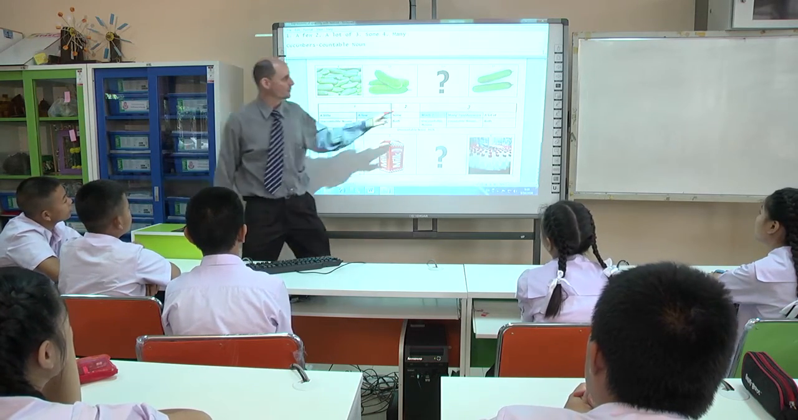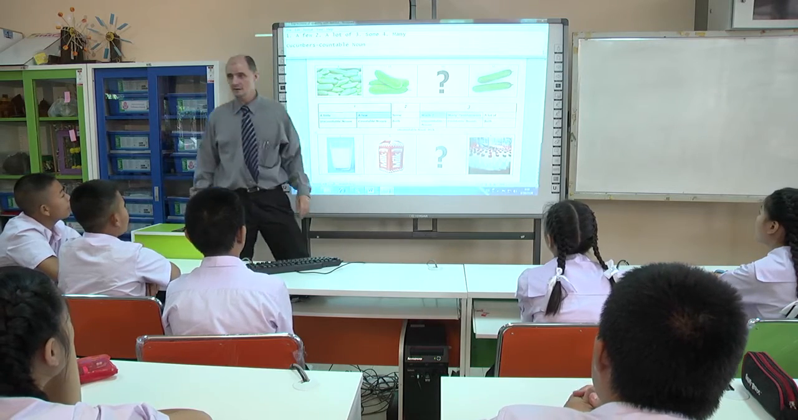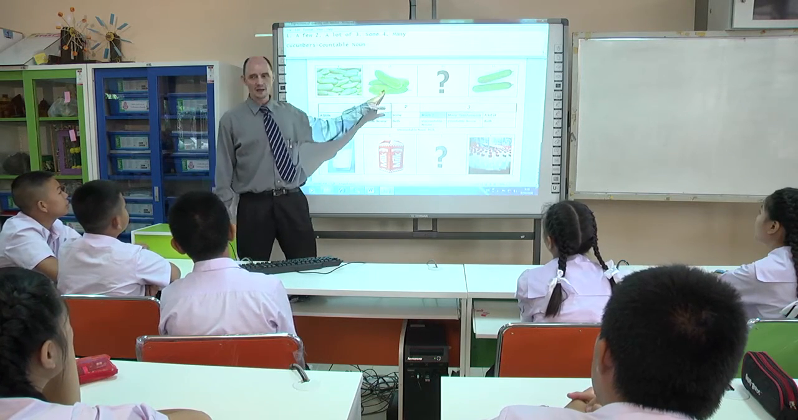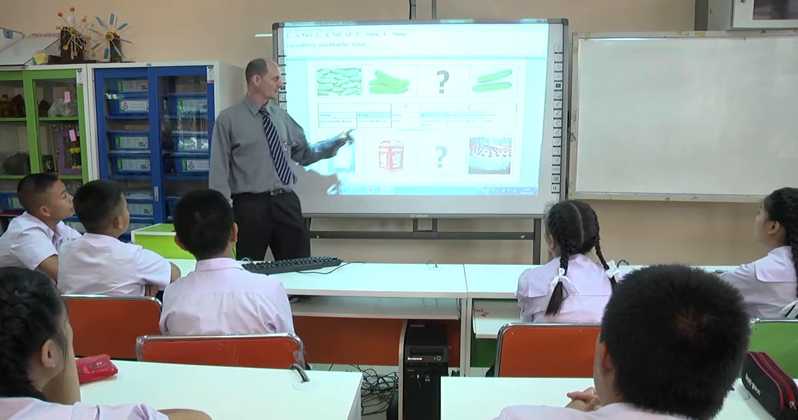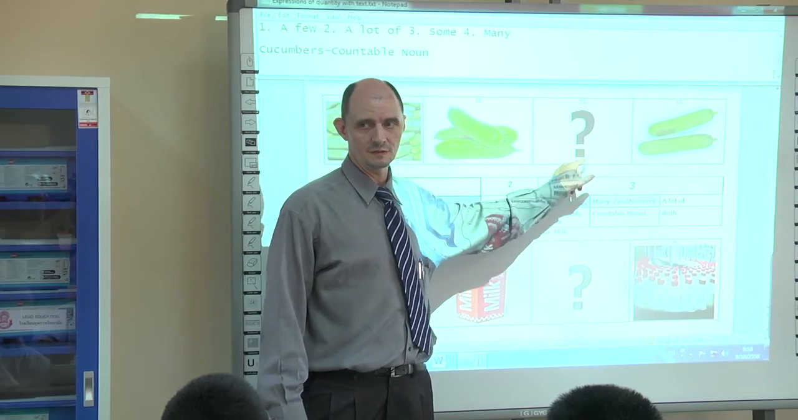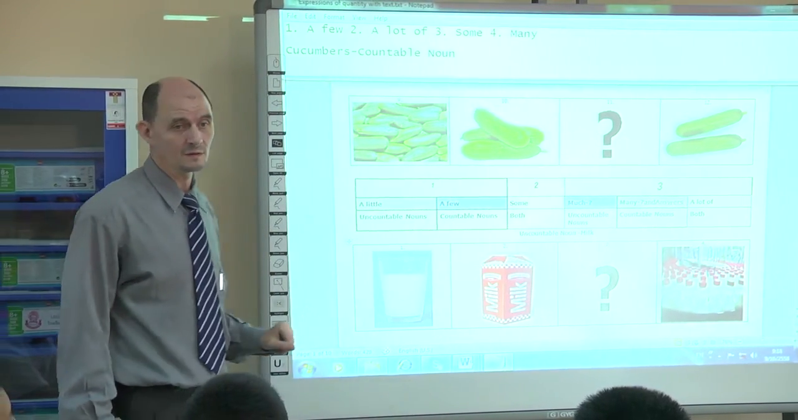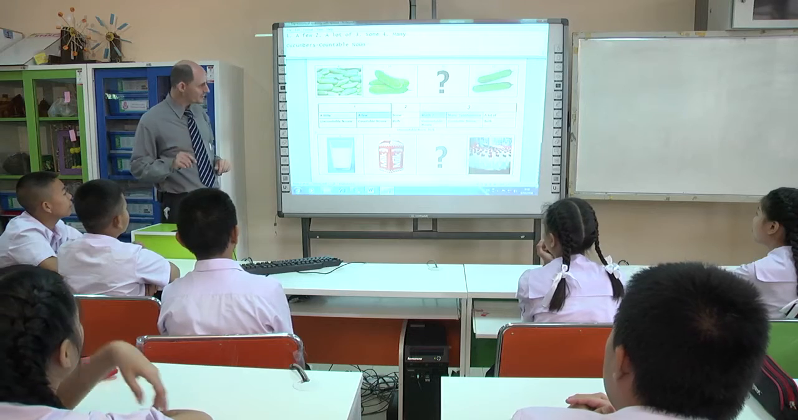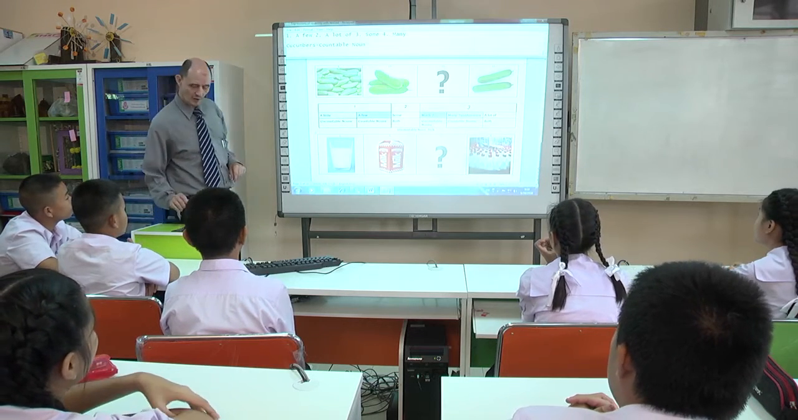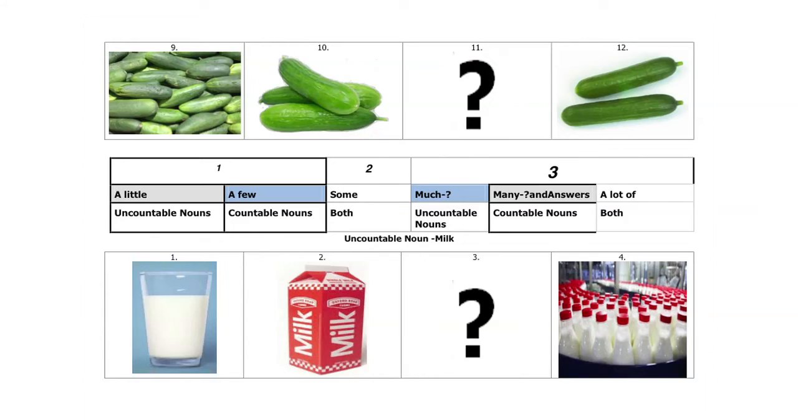A lot of cucumbers. Number 12? A few cucumbers. Number 10? Some cucumbers. And make a question. How many cucumbers do you have? Very good, very good. One more we're going to practice with milk.